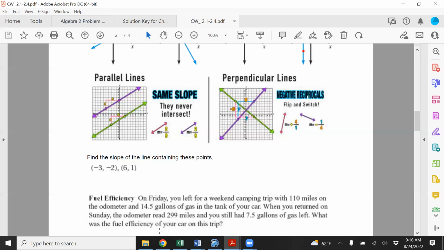So all you're doing, go. Well, you drove 189 miles, right? And it took 7 gallons. So I guess you have 189 over 7 gallons.